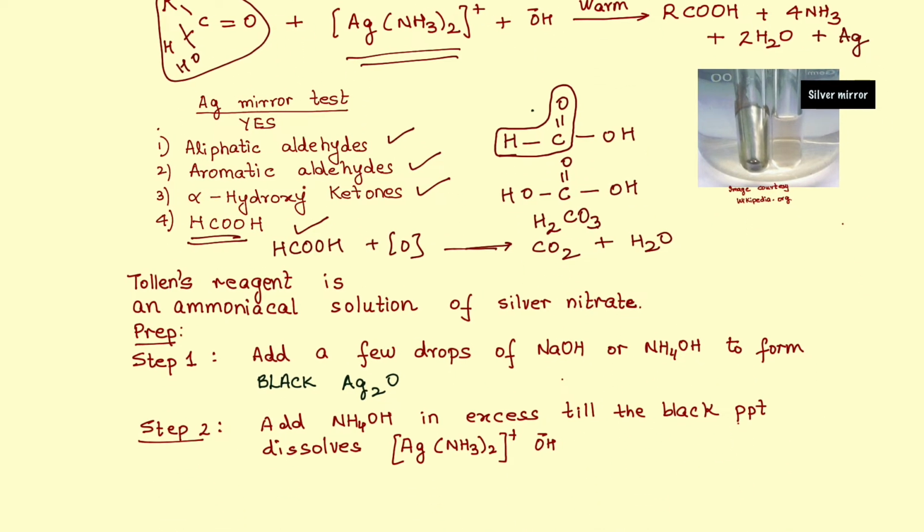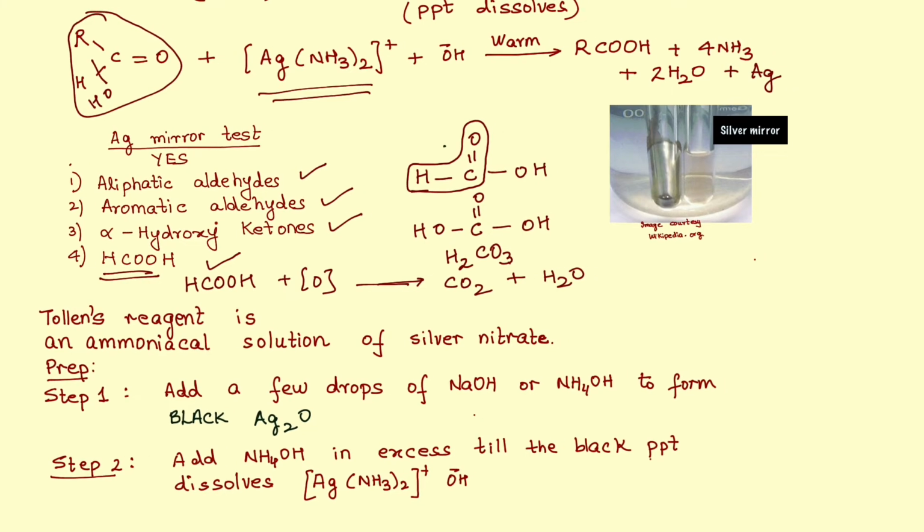To make things simple for you and to enable you to write down the notes and have it all compiled, I've given you the Tollens reagent. What is Tollens reagent? An ammoniacal solution of silver nitrate. So you add a few drops of NaOH or ammonium hydroxide to form a black precipitate of silver oxide. Add ammonium hydroxide in excess till the black precipitate dissolves.